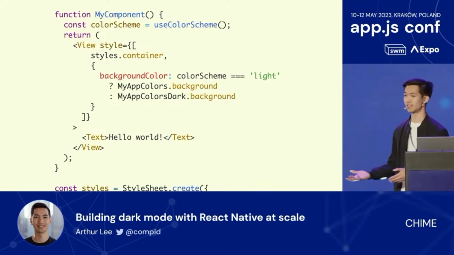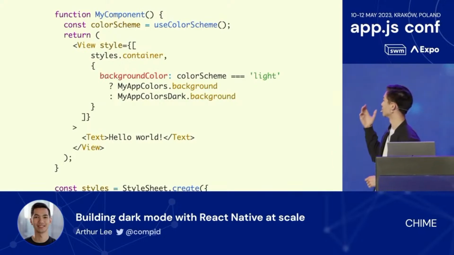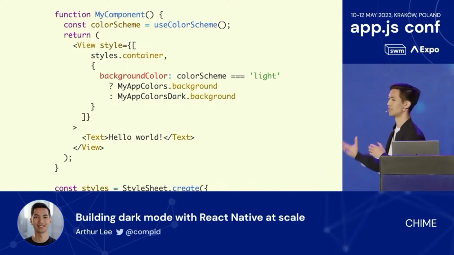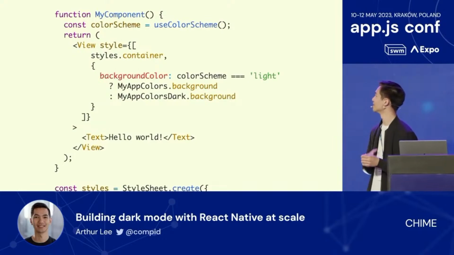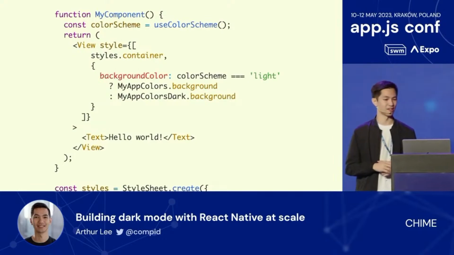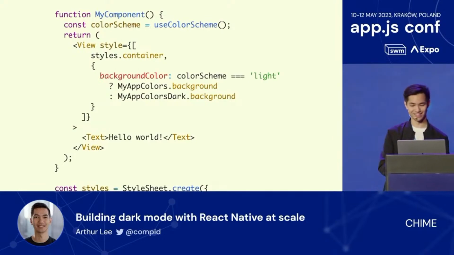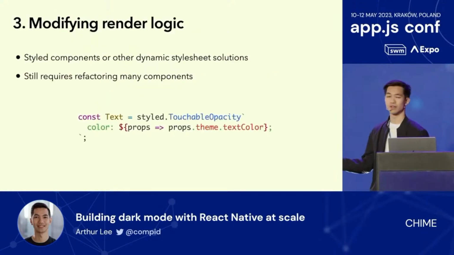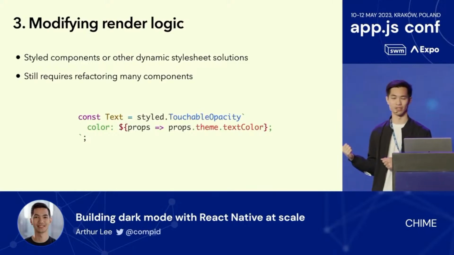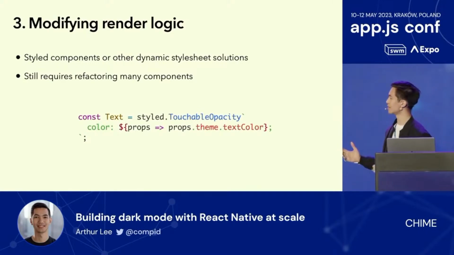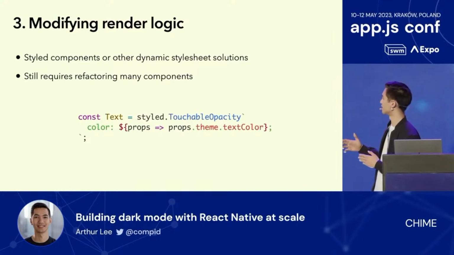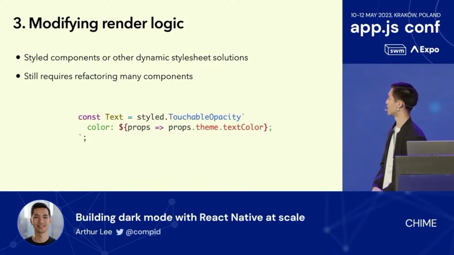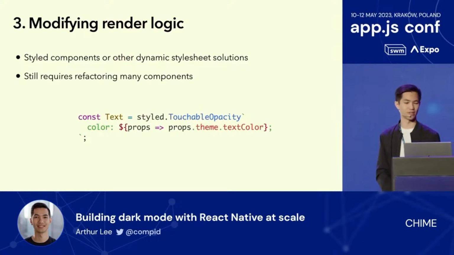And last of all, we actually still have a lot of class components, so we wouldn't even be able to use the hook. We would have to use a higher-order component, mess with the prop types and things like that. Kind of annoying. And yes, there are other solutions out there that help with dynamic styles, like styled components, which is really cool, but it still requires changing that logic to be dependent on props, and we don't use styled components.